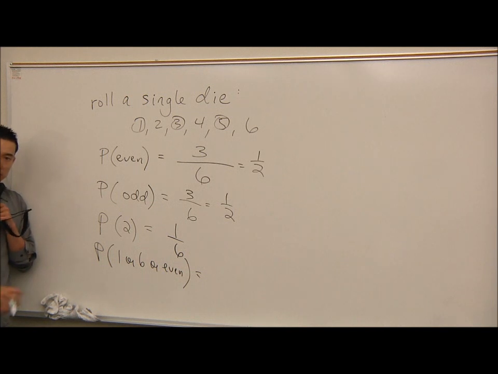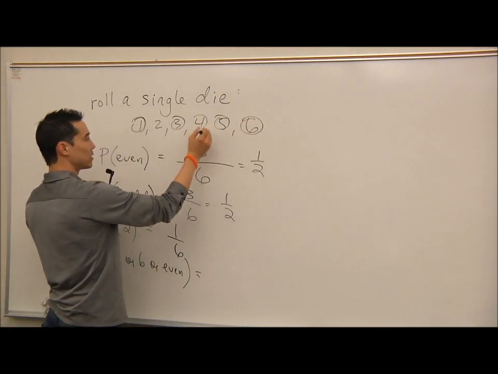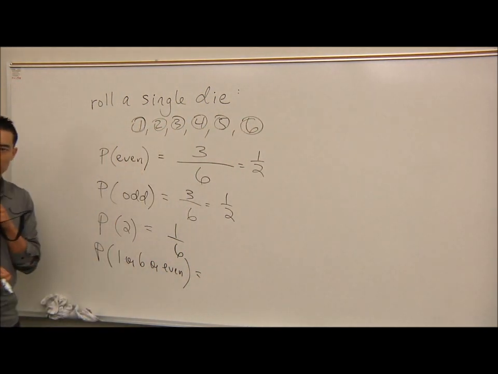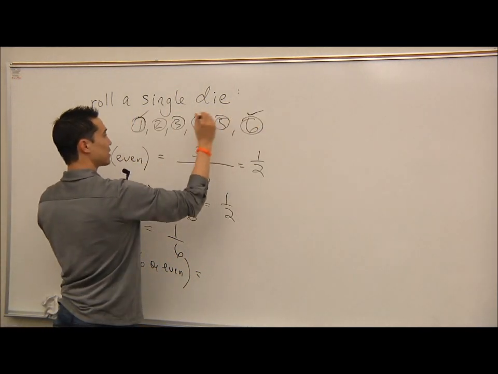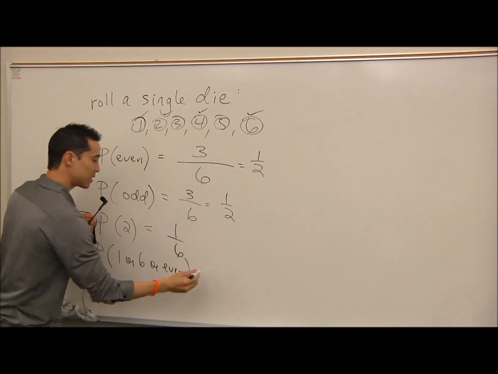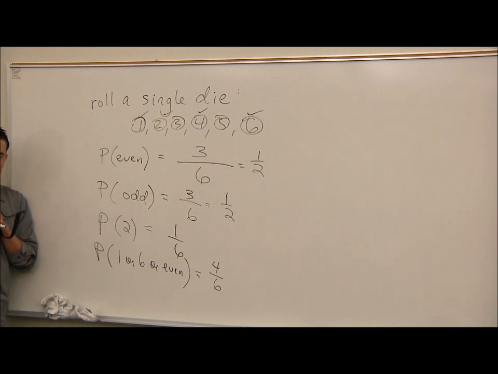Now I have to be careful because this problem's weird and I don't want to double count, right? So what's the probability of getting a 1 or a 6 or an even? So you get a 1, you get a 6, or an even. So it throws in the 2 and the 4, right? So a 1, a 6, or an even. Out of the 6 things, 4 out of the 6 that's going to happen. Okay? Any questions on this one?